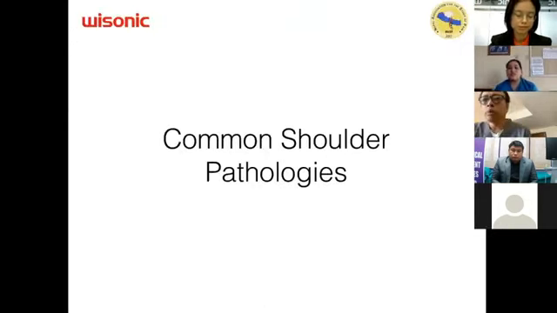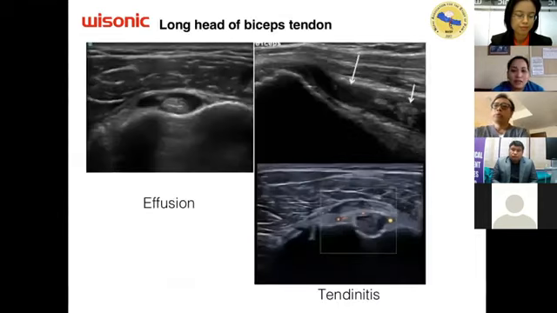So after demonstrating the normal ultrasound picture of the shoulder structures, I'd like to just show how the common shoulder pathologies look like. So here we can see the long head of the biceps tendon in the short axis view. This is the bicipital groove. This gray echogenic oval structure is the long head of biceps tendon.